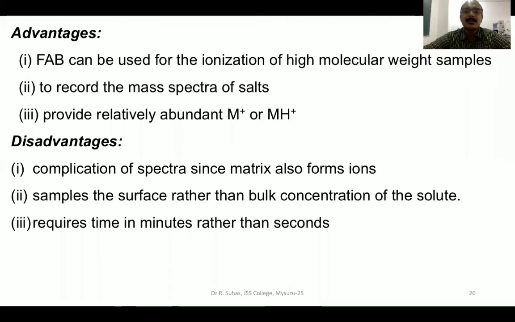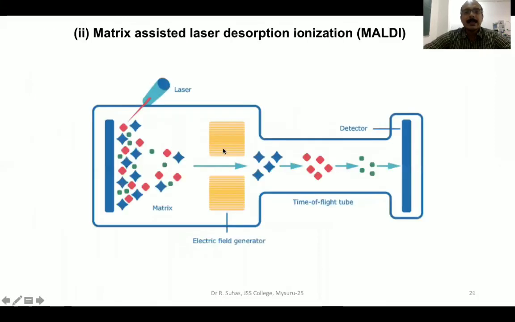So these are some of the disadvantages, but bypassing them, we have to mainly concentrate on the advantages, because when we have large molecular weight samples which cannot be subjected to EI or CI, we can easily go for DI, that is, desorption ionization techniques, and FAB is one of them. The second method is MALDI, expanded as matrix assisted laser desorption ionization.